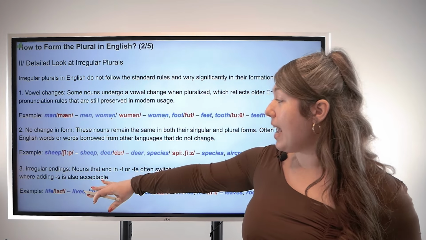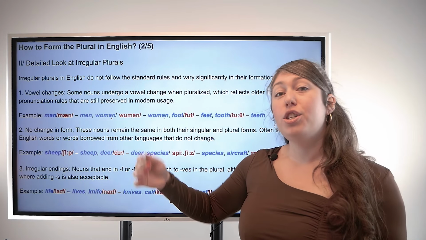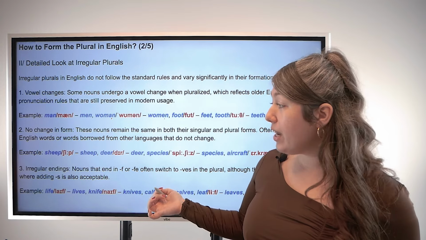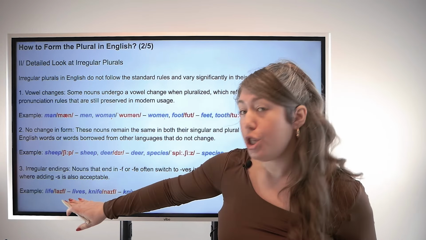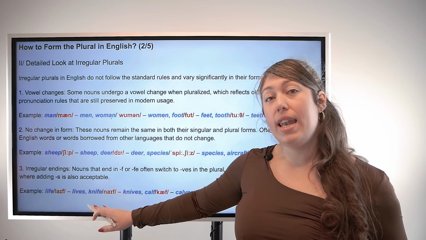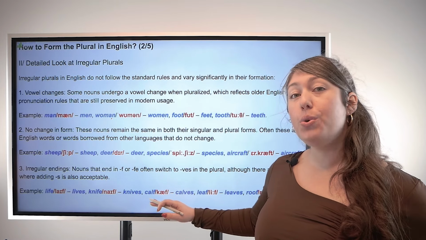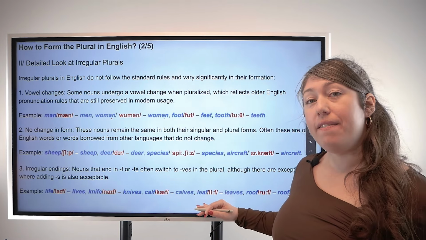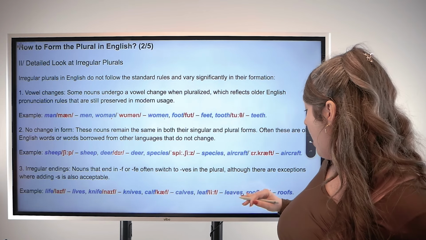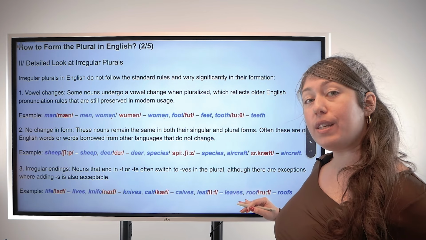So these are words that end in F, FE, and they change to VES. For example, 1 life, 2 lives. 1 knife, 2 knives. 1 calf, 2 calves. 1 leaf, 2 leaves. 1 roof, 2 roofs.